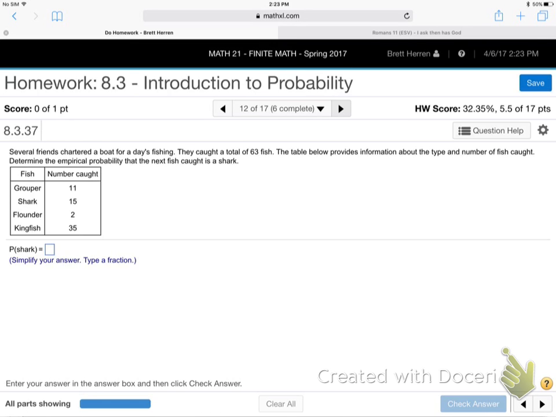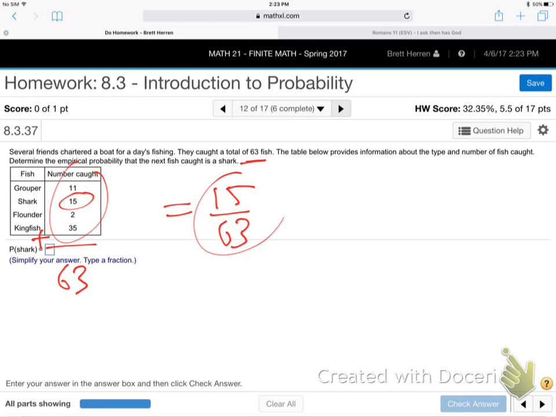All right, so basically here's what they've been catching. What's the probability the next one's a shark? Assuming that it's just like that, here are the numbers. We'd have to add up the total. What is that? 63. Thank you. And what's the probability of the shark? It's just the shark number out of 63. It's just the number that you want over the total. That's a 15 there. Oh, we could reduce that. I think that's divisible by 3.